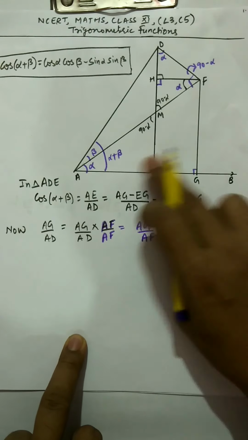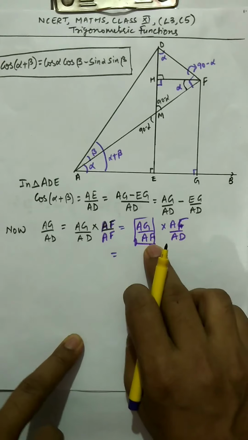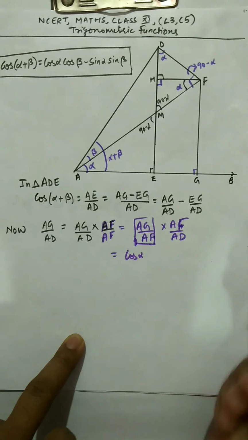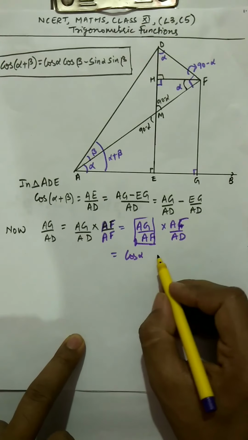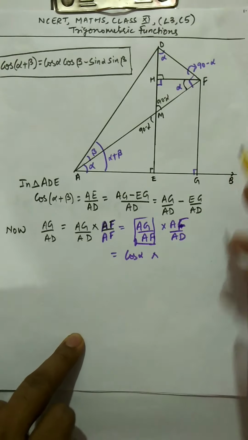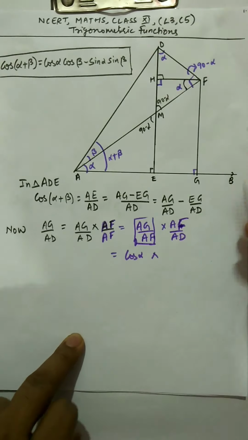I'll just say you to see the triangle AFG. So this is actually your base and this is your hypotenuse. So base upon hypotenuse is cos alpha. This is cos alpha, and AF upon AD. See, AF means this is your AF and this is your AD. This is AD.